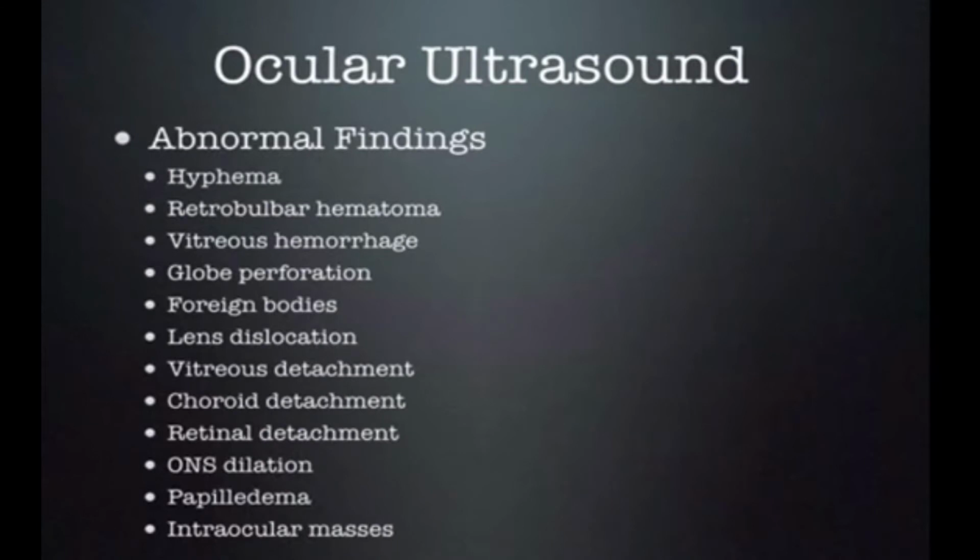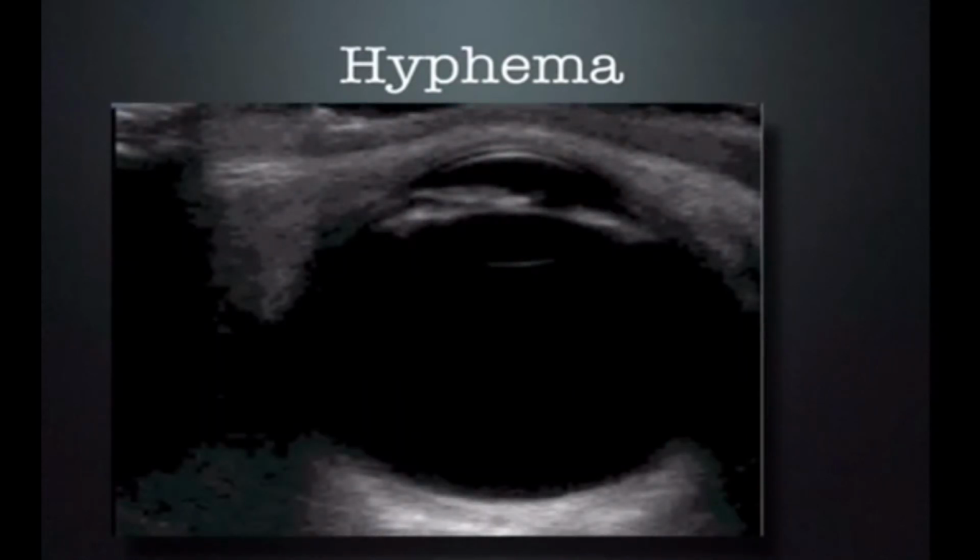So here's the list of abnormal findings we're going to go through for the eye. We're going to take each one individually. So hyphema. A hyphema is a collection of blood in the anterior chamber. Anterior chamber should be nice and hypoechoic, and here we see there's an echogenic amount of material in the anterior chamber. In this case, it's blood. Pus would also look the same. So you have to tell clinically the difference between a hyphema and pus in the anterior chamber, or a hypopyon.